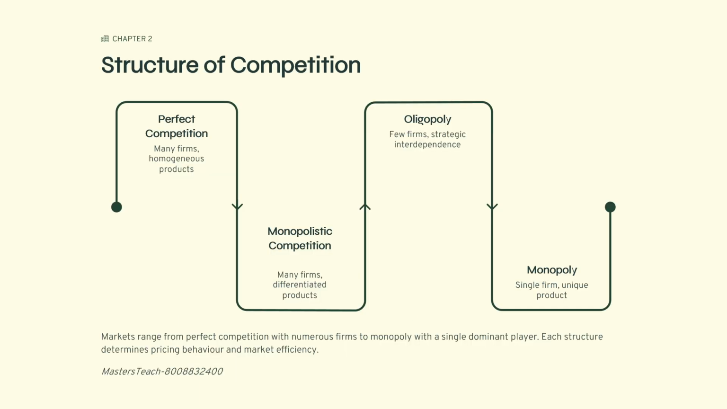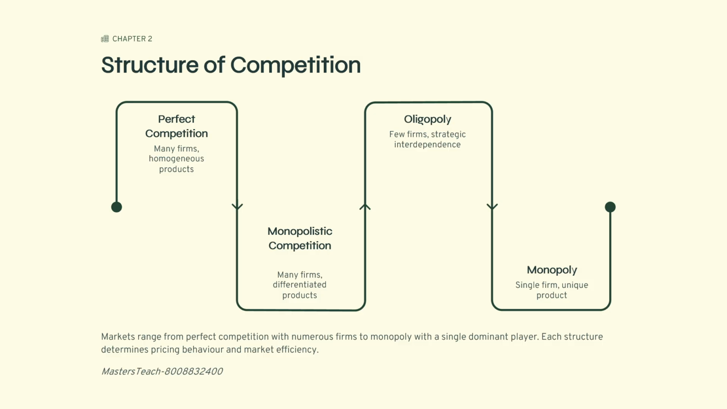Then structures of competition. The competitions are of four types: perfect competition, monopolistic competition, oligopoly, then monopoly. Perfect competition means many firms, homogeneous products. Monopolistic competition: many firms but differentiated products. Oligopoly: only a few firms, strategic interdependence. Monopoly: single firm, unique product. So markets range from perfect competition with numerous firms to monopoly with a single dominant player. Such structures determine pricing, behavior, and market efficiency.